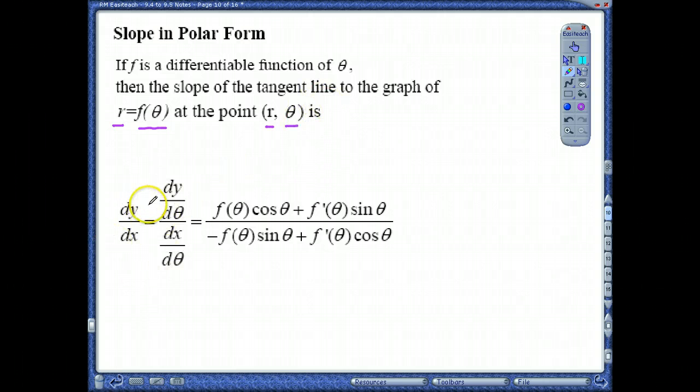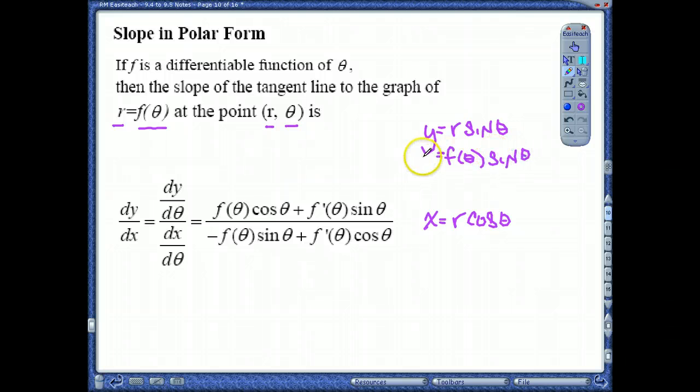Now this is very much like our parametric form of our derivative. So dy over dx is equal to dy over d theta divided by dx over d theta. Now there is an alternate form of our slope of our derivative in polar form, and you may be thinking, how on earth did they come up with that? Well, remember in 9.4 we went over y is equal to r sine of theta, x is equal to r cosine of theta. Well, remember that r is actually your f of theta.